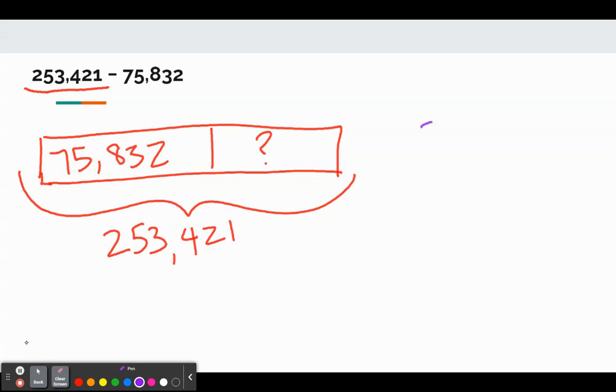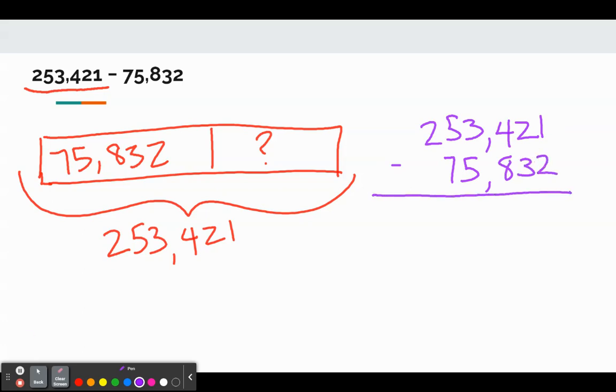So I have 253,421, and I'm going to go ahead and take away 75,832. Now we got to make sure when we use the standard algorithm that all of our place values are lined up. So our ones underneath our ones, our tens are underneath our tens, our hundreds are underneath our hundreds, thousand underneath our thousand, and 10,000 underneath our 10,000s. All right, so we're going to go ahead and start with our ones place.